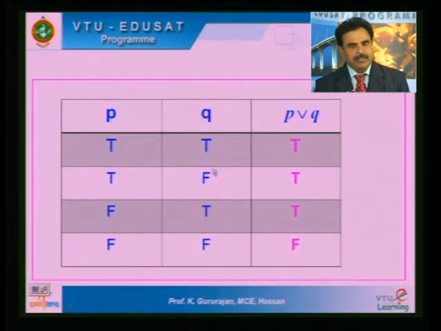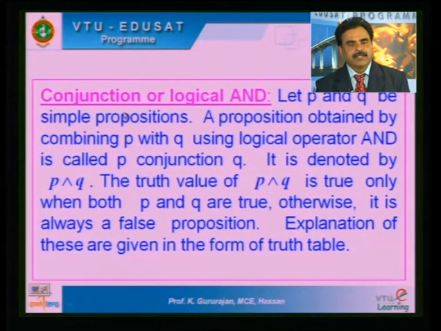Understood? So best way to remember P or Q is just remember it. FF means F. Otherwise it is always true. Similarly, I can introduce the conjunction operator or logical AND operator.